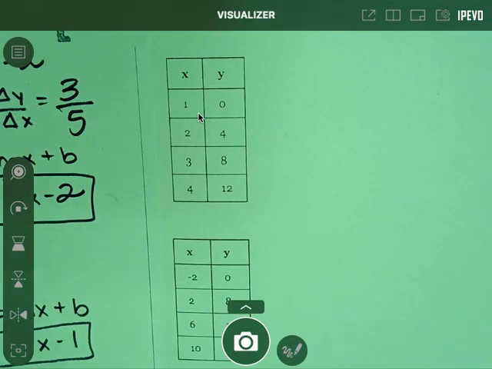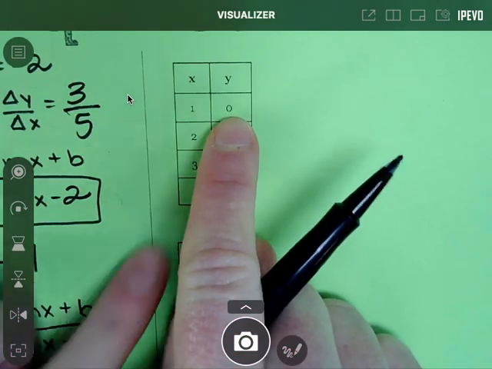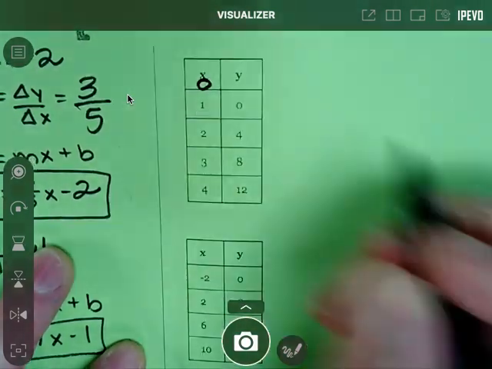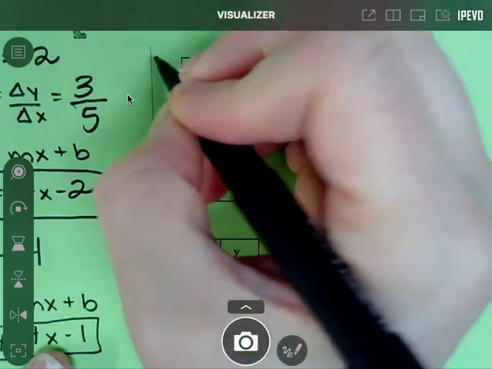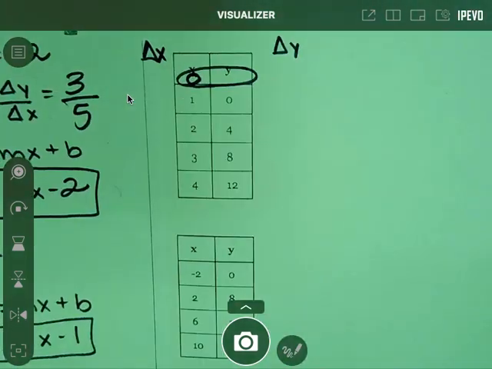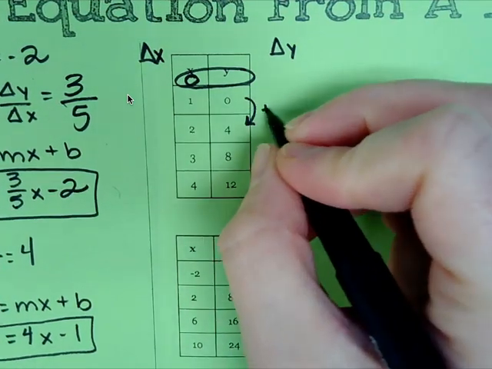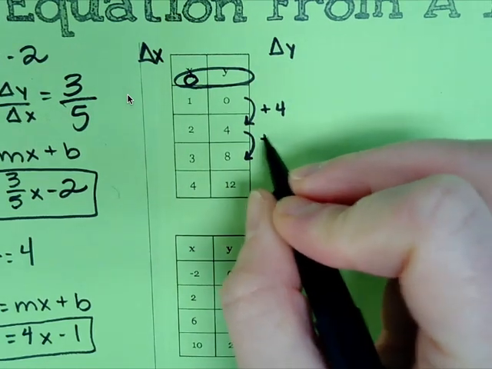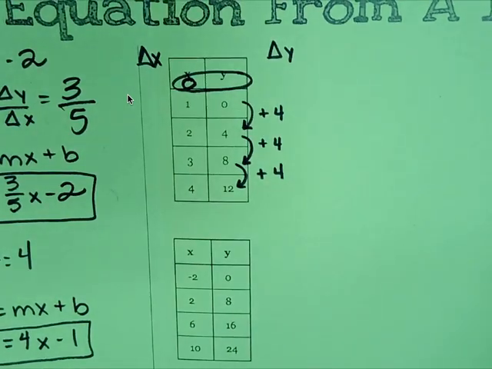So remember, our y-intercept is when x is 0. So don't get that confused with when y is 0. So where would the 0 fall? Yeah, at the top. So it'll be right here, but we don't know what it is yet. So we got to find change of y, change in x. So the change of y, 0 to 4, plus 4, 4 to 8, 8 to 12. So going by fours.